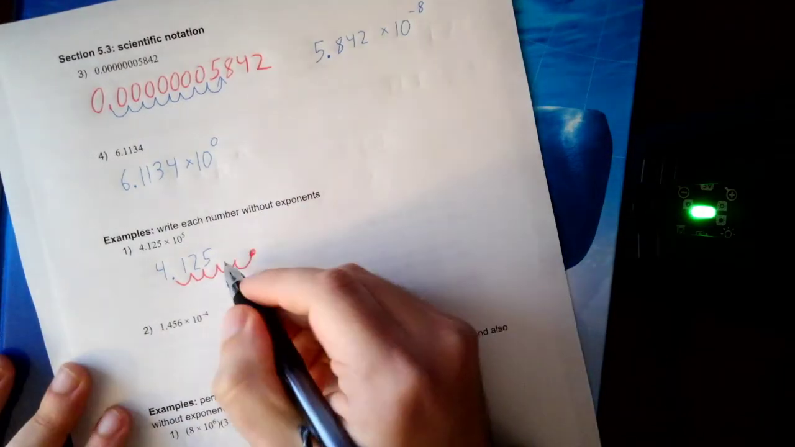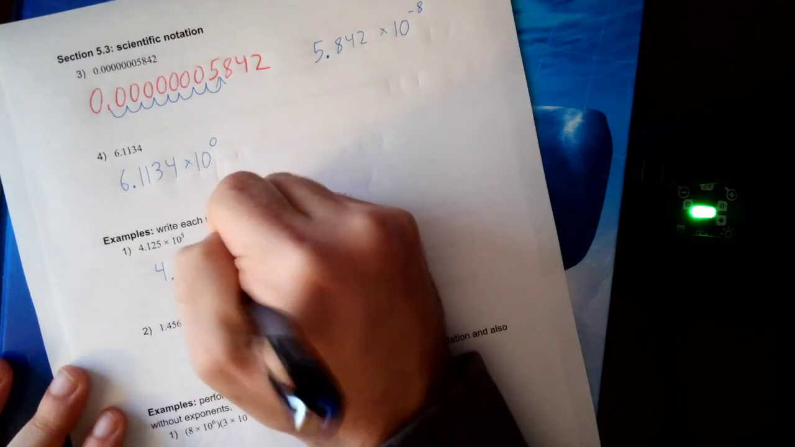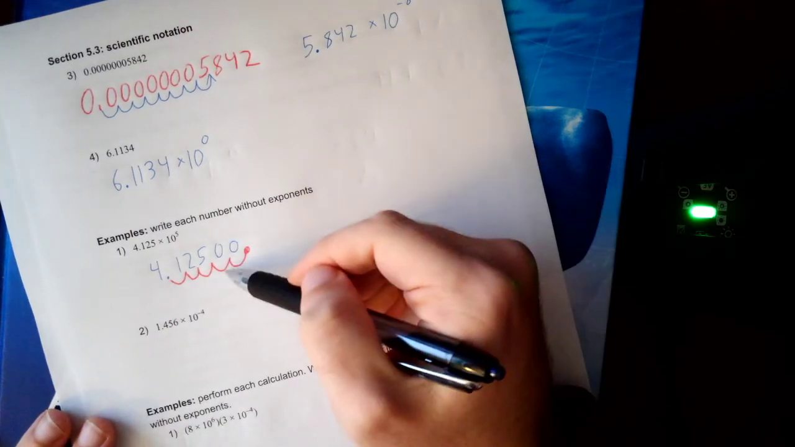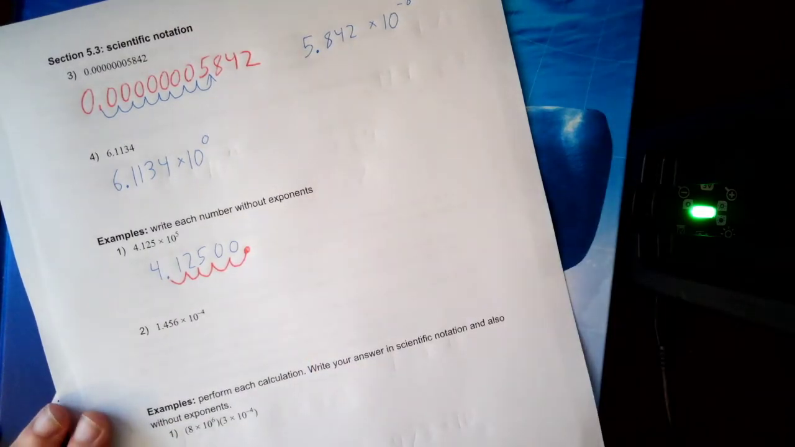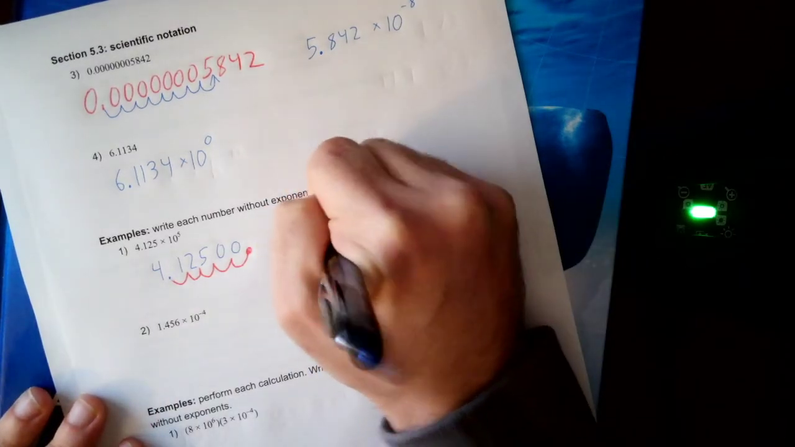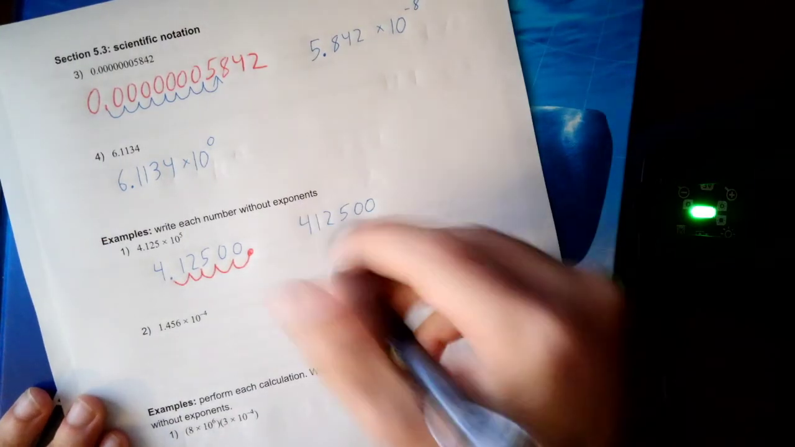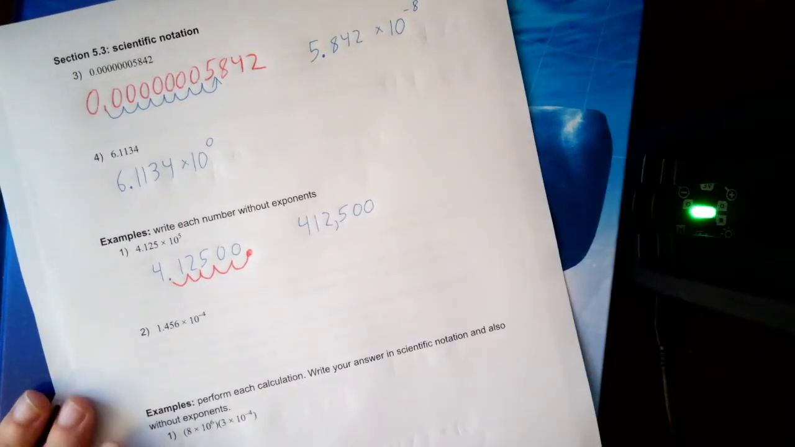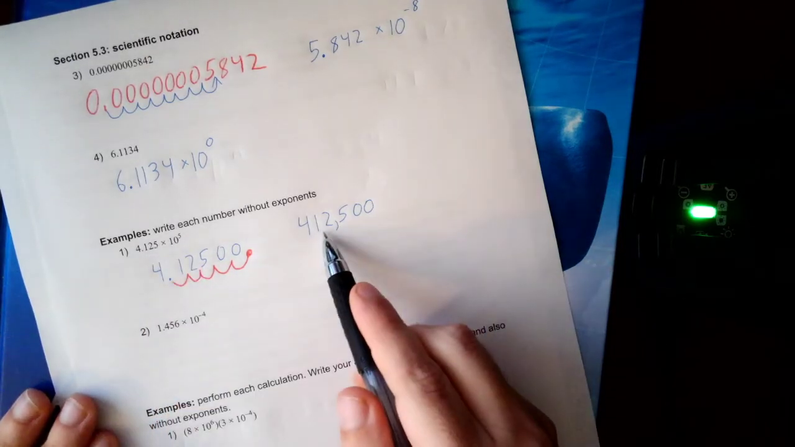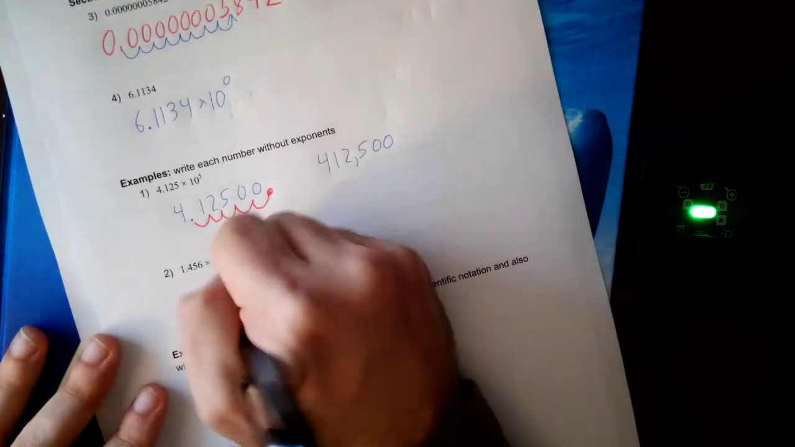Now, what goes in the hops here? There's no number here. You fill in zeros. Somebody once described it to me as you put a Cheerio in the bowl. If you like cereal, that might help you remember. So my new answer is 412,500. The decimal place would be here. I can put a comma if I want. But 4.125 times 10 to the 5th is the same as 412,500.